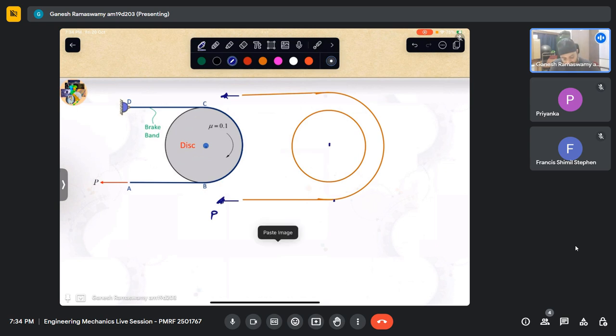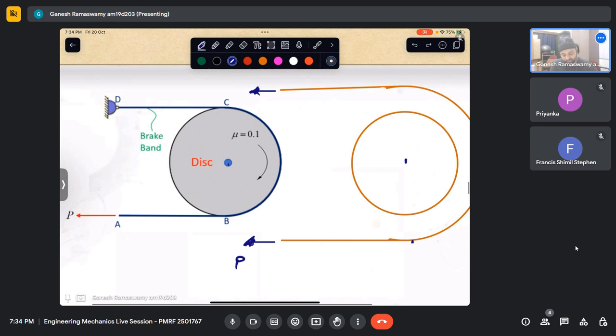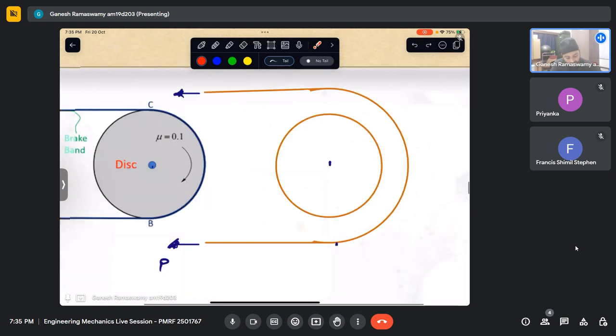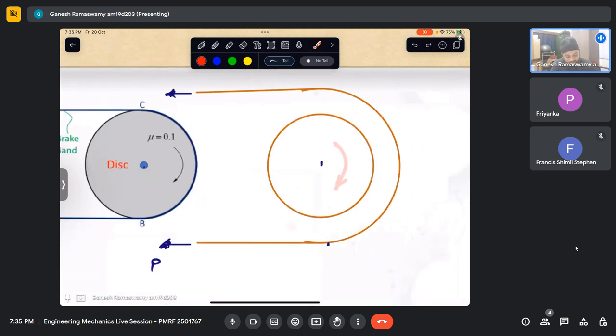I have not given the question statement. Nonetheless, it can be implied that this disk is rotating in this way and there is a brake band that is there to stop this motion. So if the disk is rotating this way, when this belt touches, this disk will apply a force like that. By virtue of friction, it will apply force like that on the brake band.